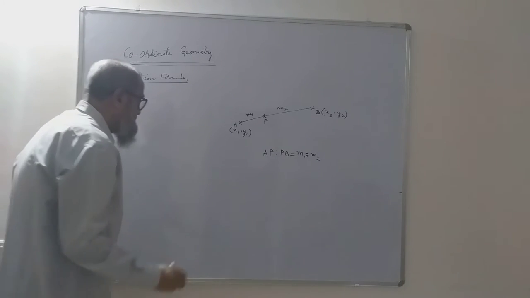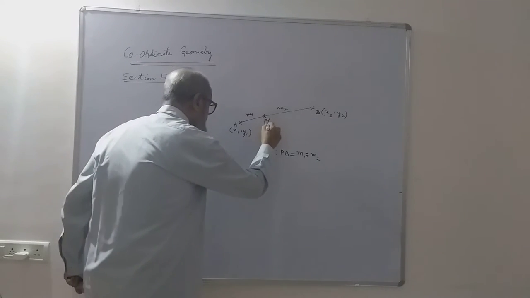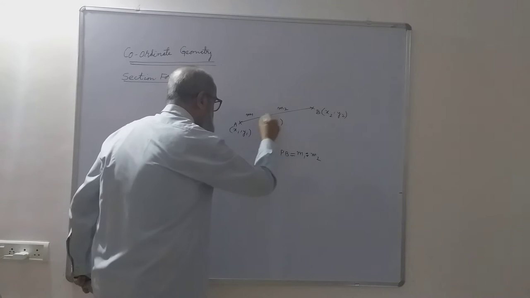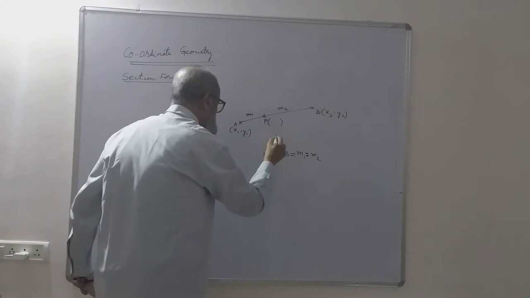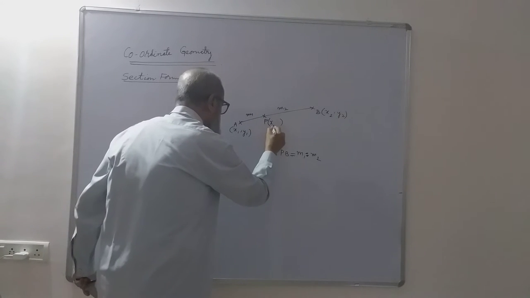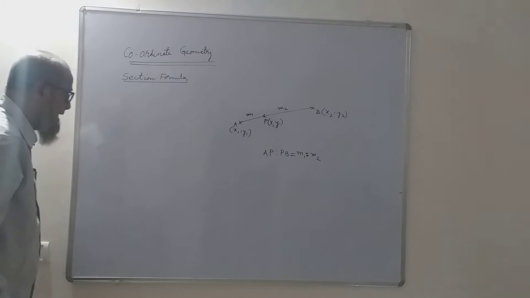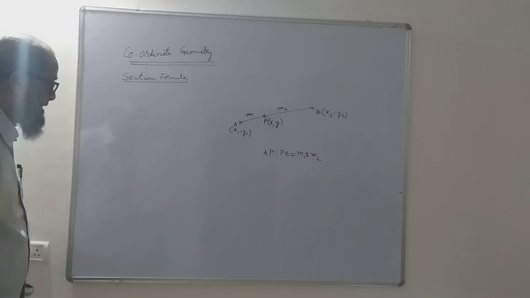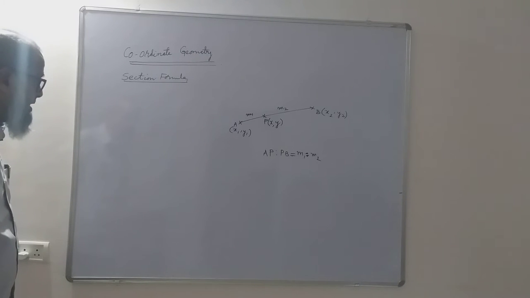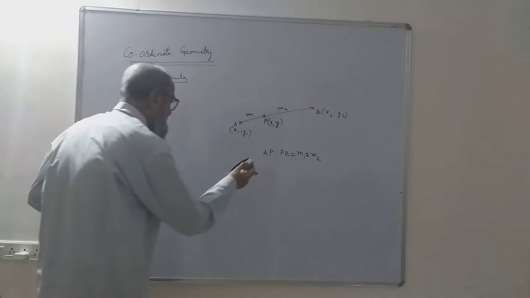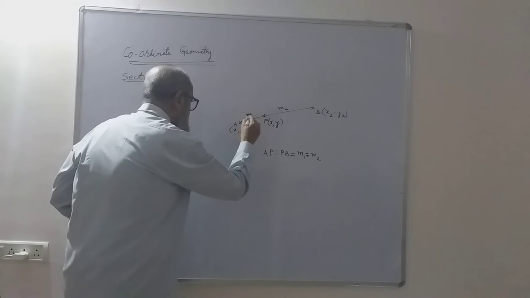Now, what are the coordinates of this point which divides this line in the given ratio? Let me call this point (x, y). It divides the given line in the ratio m1 is to m2.